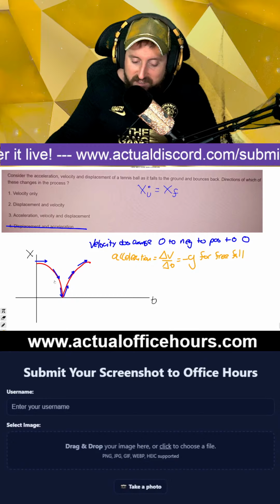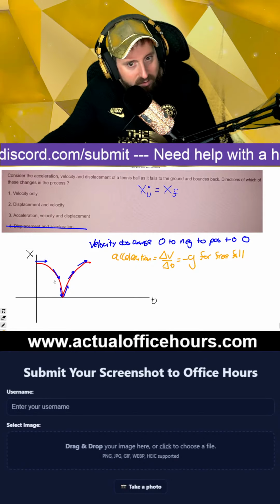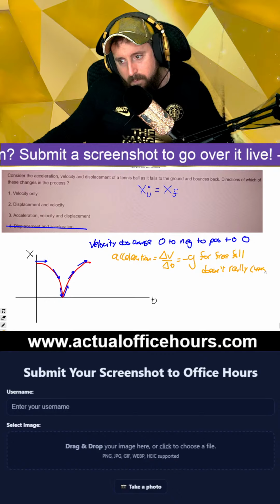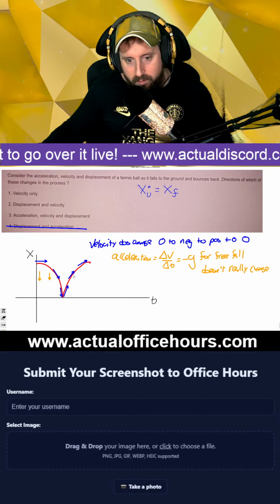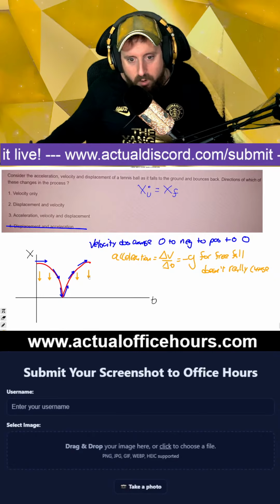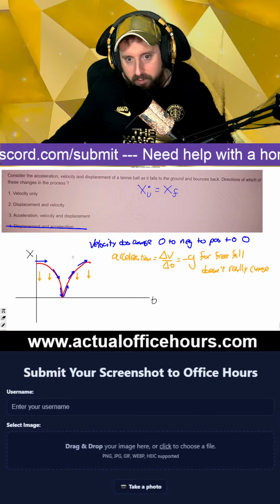I'm tempted to say that the acceleration doesn't change either, because it's always just pointing down. It's just kind of weird what happens here. Right here, there's something weird when the bounce happens.